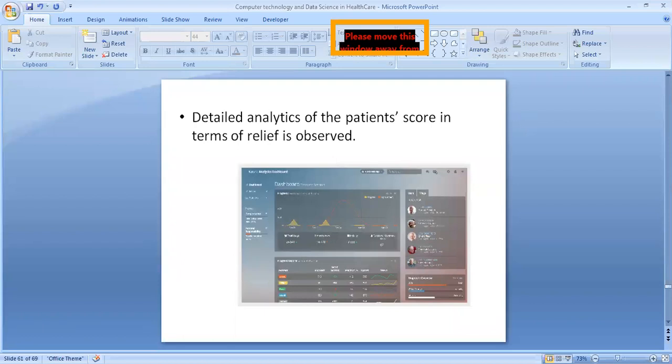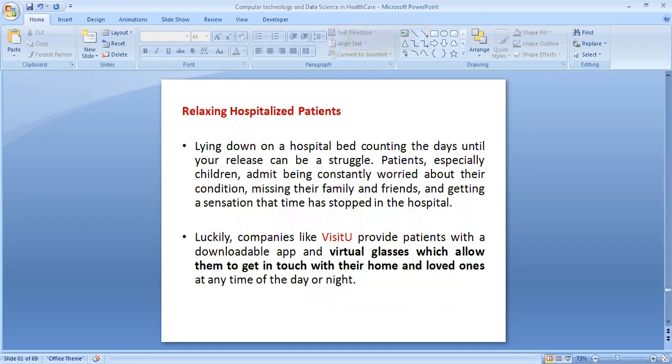Overall confidence level is also improved, so that they have overall positive thinking, and their mental strength is improved. That is the main target here. So again, next is relaxing hospitalized patients.